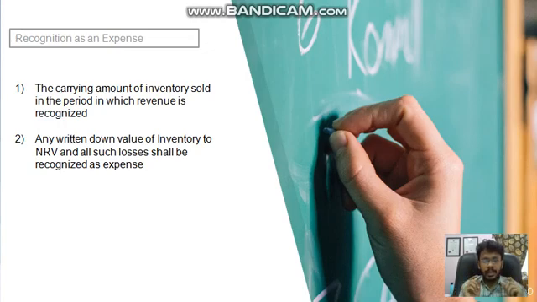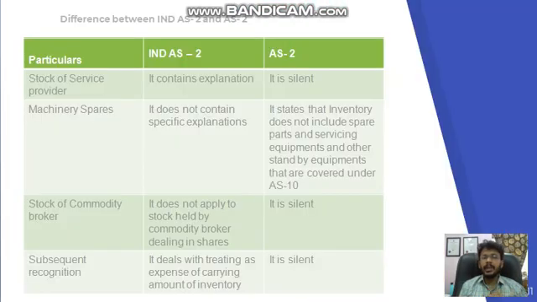Be careful, friends: in the method of valuation of NRV, in the year in which the closing stock is sold, the carrying amount of such inventory will be treated as an expense. Now, the main points of difference between AS 2 and IND AS 2.